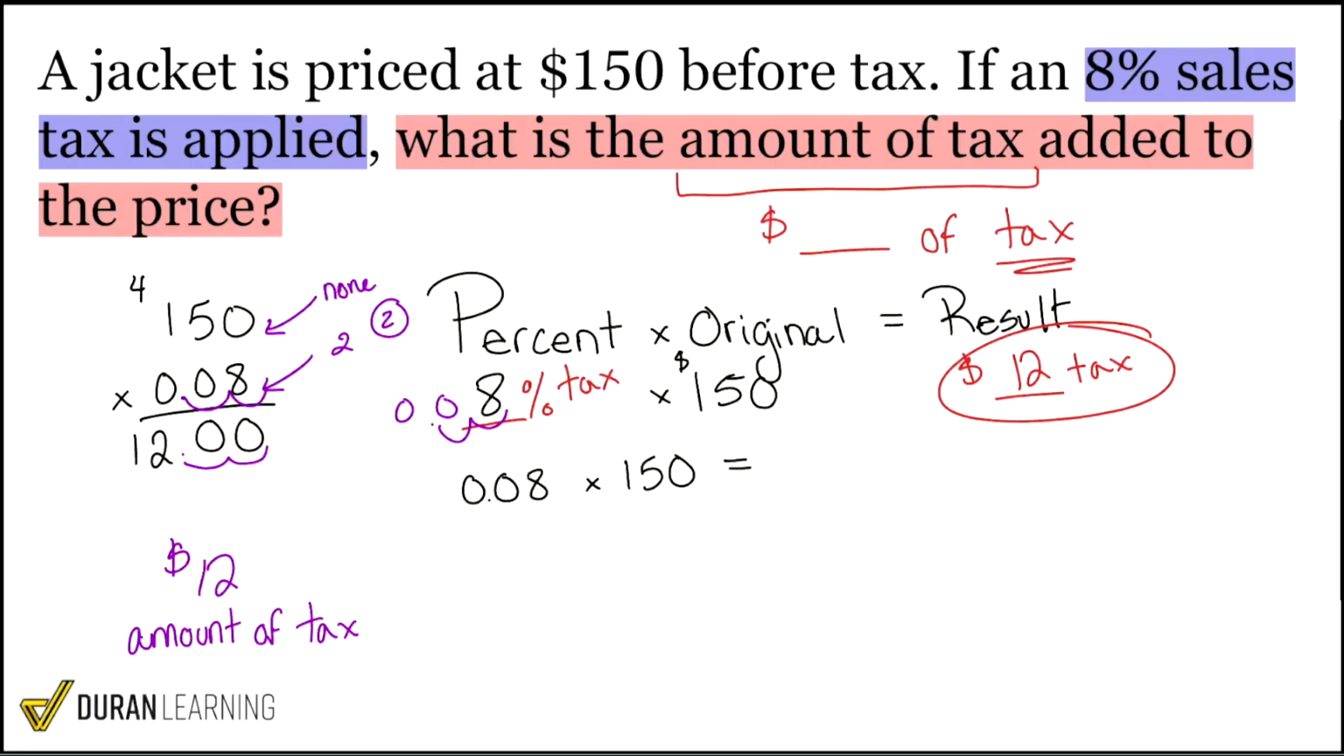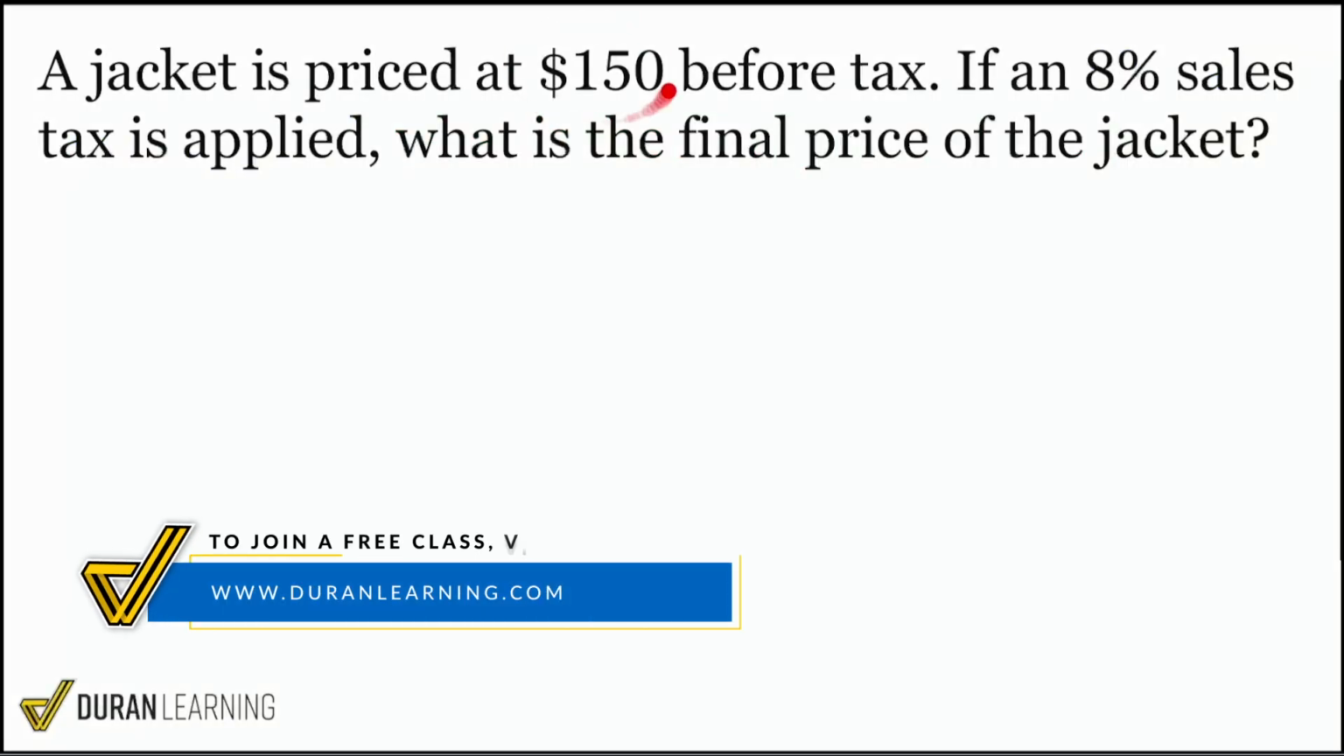We're about to do the same exact situation, but a different question. And I want y'all to tell me what we're supposed to do. So in this problem, we see that it says $150 before tax, 8% tax is applied. What's the amount of the tax? In this next one, $150 before tax, 8% sales tax, but we're asking, what is the final price?